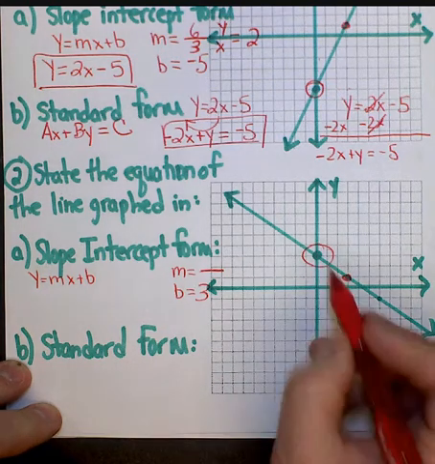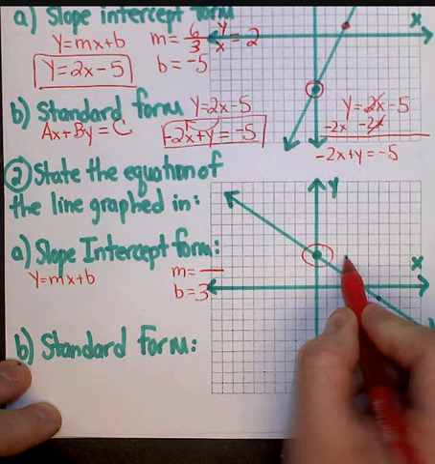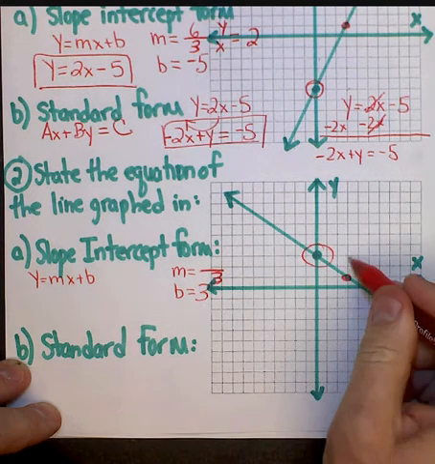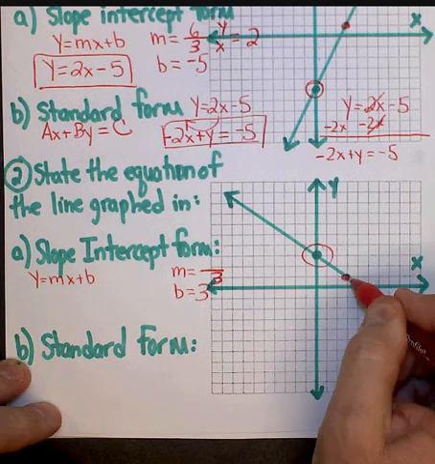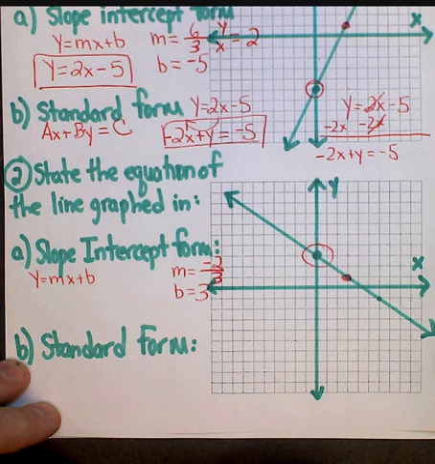Okay? So what I'm going to do is look at my x change first from this point. 1, 2, 3. My x change is 3, and it's in the positive direction. My y change is 1, 2, but it's down. So my y change is going to be a negative 2.